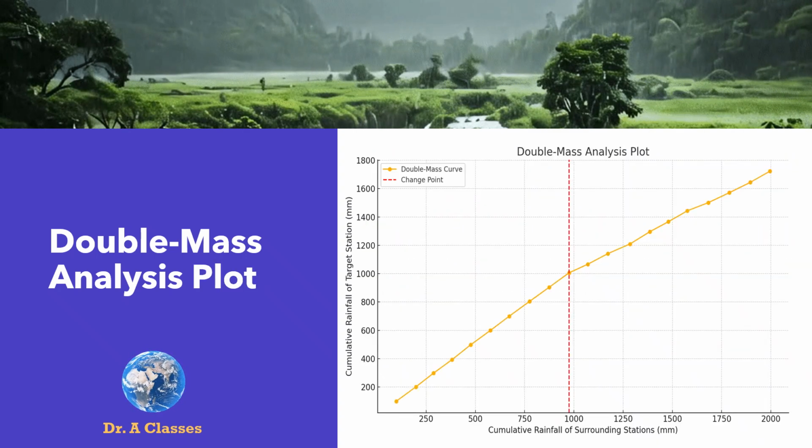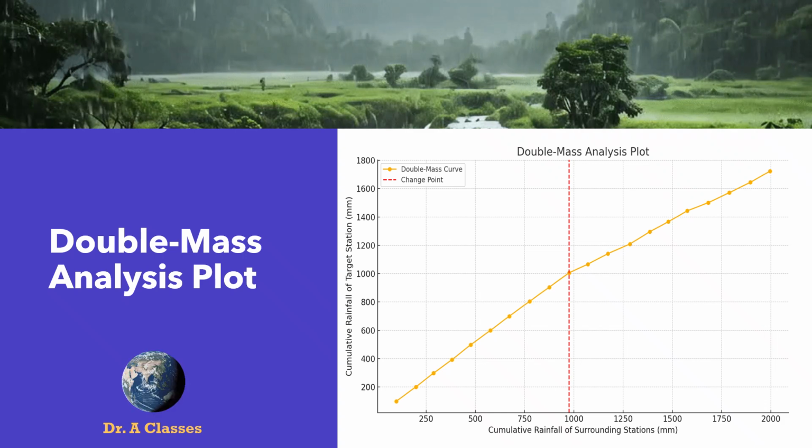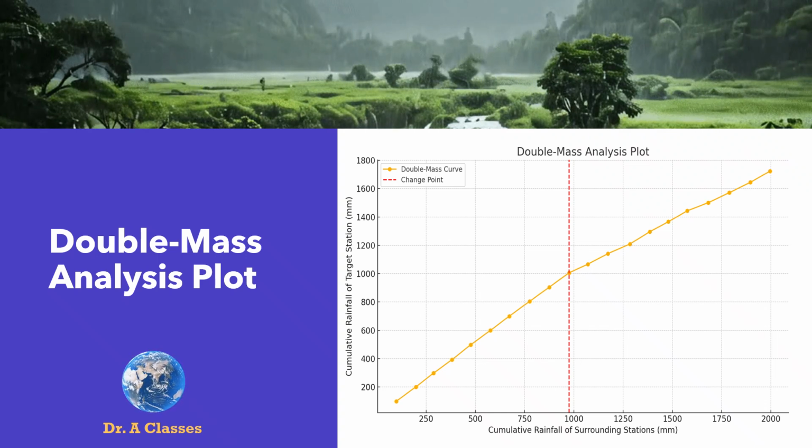Double mass analysis plot. The graph illustrates the double mass analysis method used to detect inconsistencies in hydrological data, specifically cumulative rainfall. The X-axis represents the cumulative rainfall recorded at a group of surrounding reliable weather stations assumed to be consistent. The Y-axis represents the cumulative rainfall recorded at the target station under investigation. Observation. Initial linear segment, years 1 to 10. The plotted points form a nearly straight line, indicating consistency between the target station and the surrounding stations.